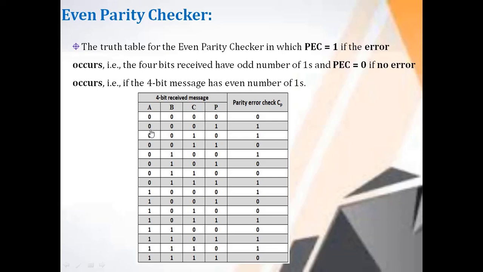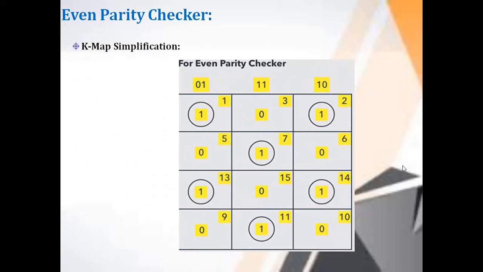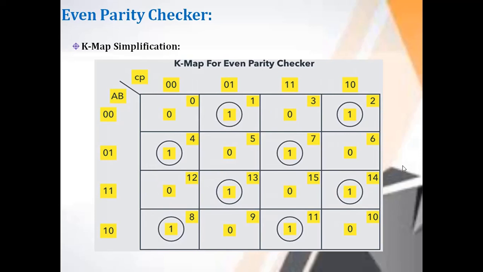But see here, 0001. How many ones here? 1. So 1 is an odd number, so it will produce the result 1. So definitely we can say some error has occurred. So this is the K-map simplification of our truth table, which we had seen in our previous slide.